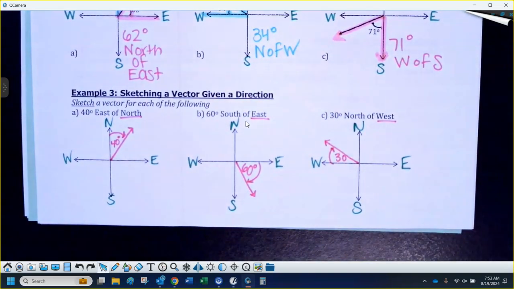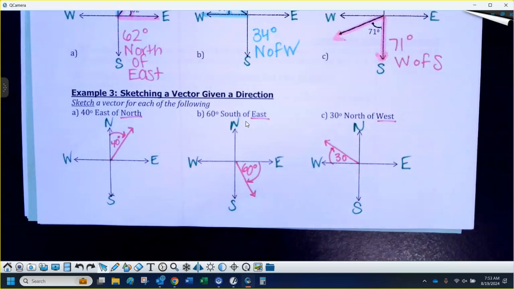Start on the second word, bless you. And if it says go north, go up. If it says south, go down. If you start on the north and it says east, you go to the right. If it says west, you go to the left. Is anybody having a question about sketching that? Is this making sense to you guys? Okay, cool.